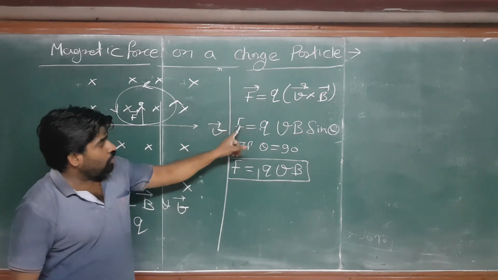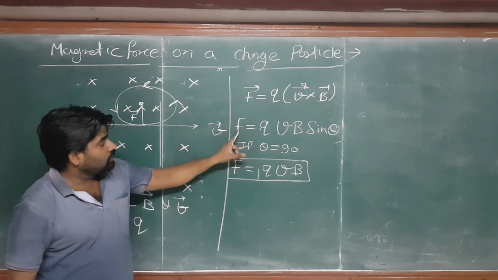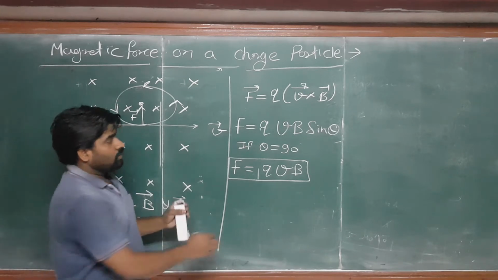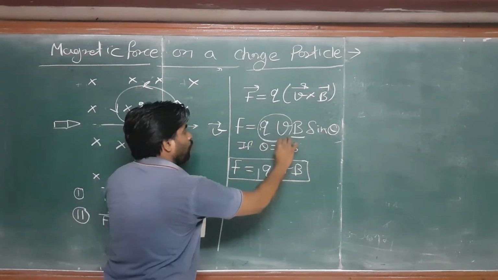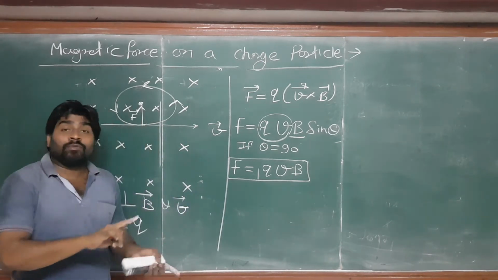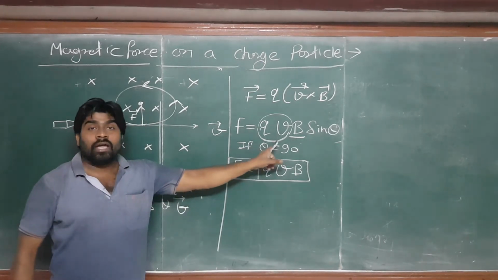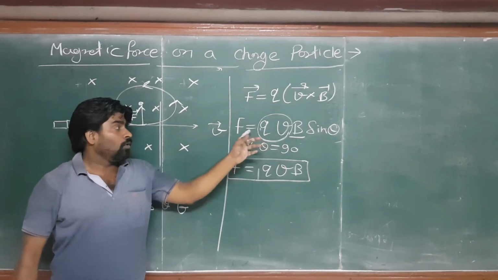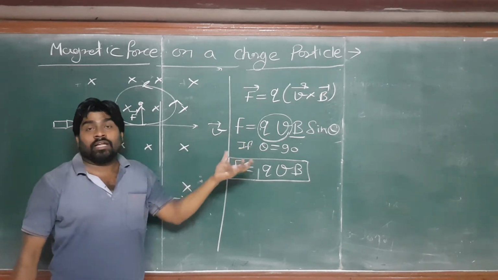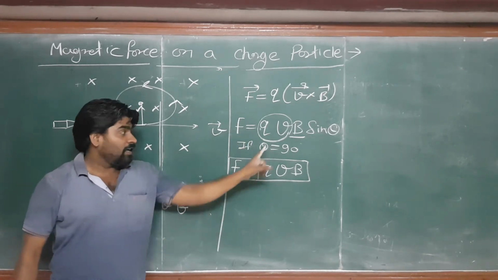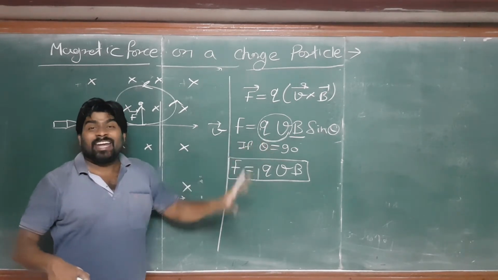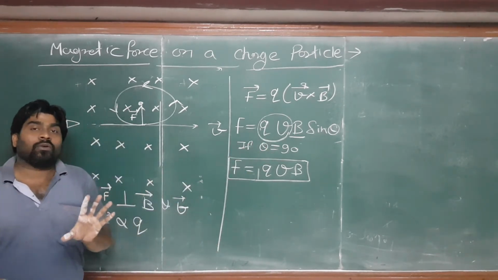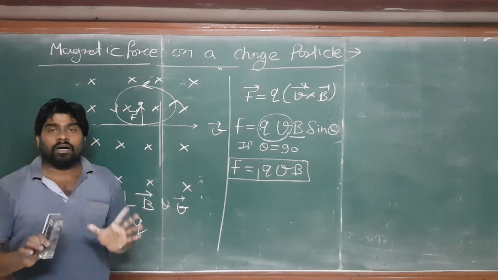Here the source of this force, this is the magnetic field, the source of the magnetic force is the QV. If there is no QV, the force cannot be calculated. That means if the charge is at rest, if the velocity is 0, the force would be 0. It means the magnetic force will act only on a moving charged particle.